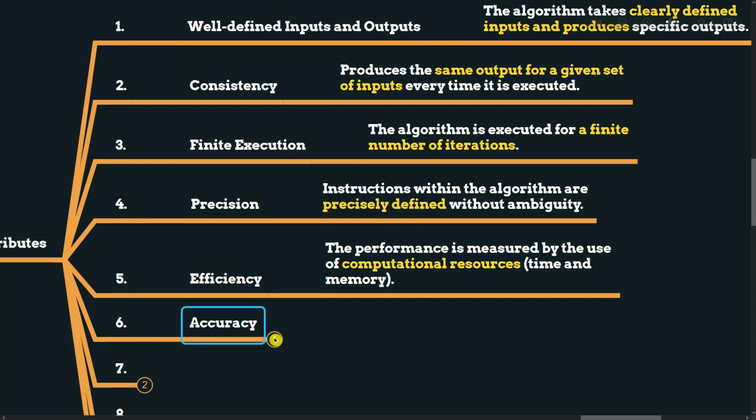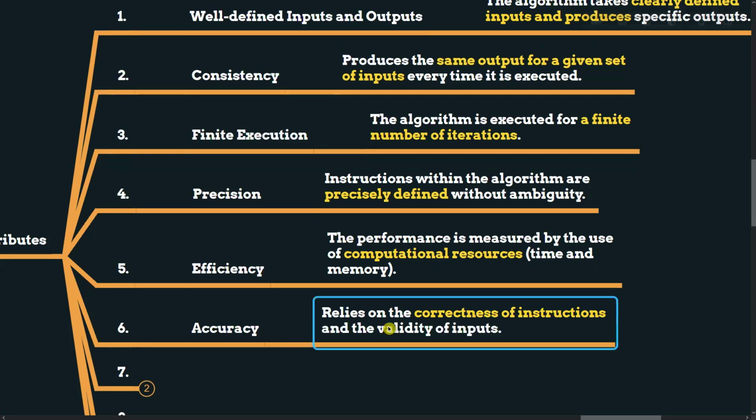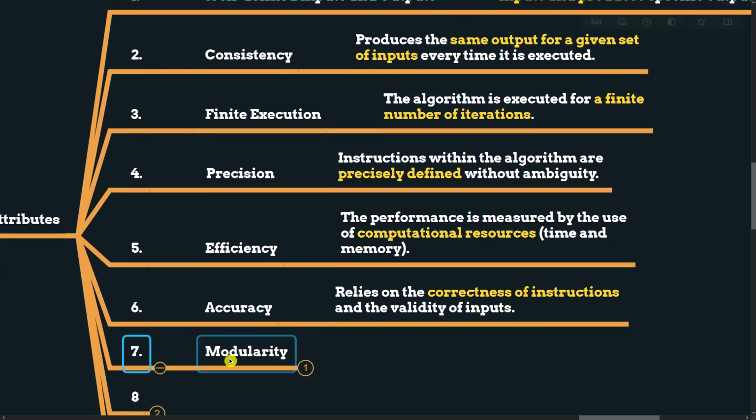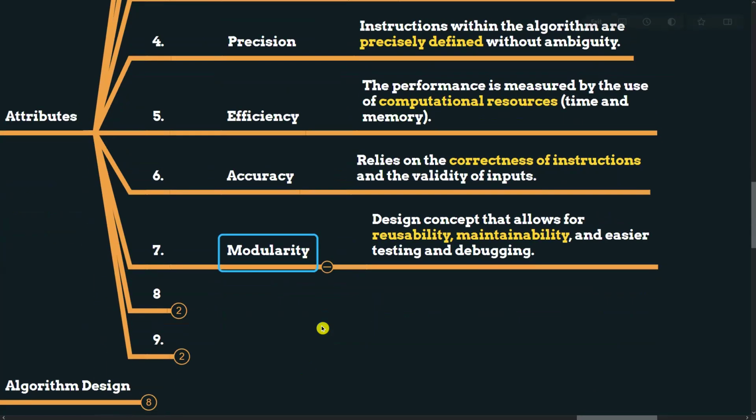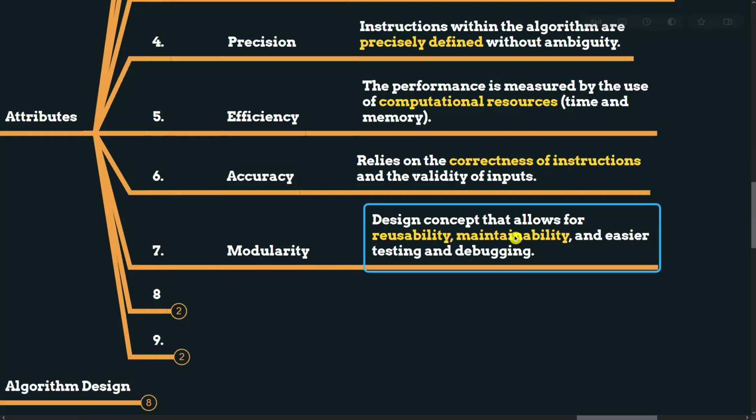And accuracy is also there. It relies on the correctness of instructions and the validity of inputs, right? Just as following a recipe correctly ensures that the dish turns out well, in an algorithm also, the success depends on the correctness of its instructions and also the input. That's an attribute. And there is also modularity. It means a design concept that allows for reusability, maintainability, and easier testing and debugging, right?